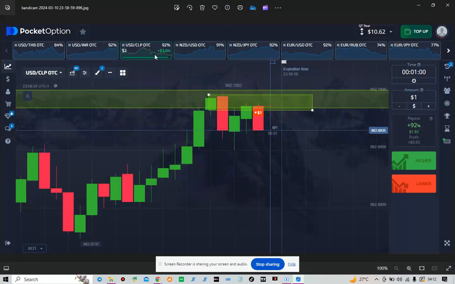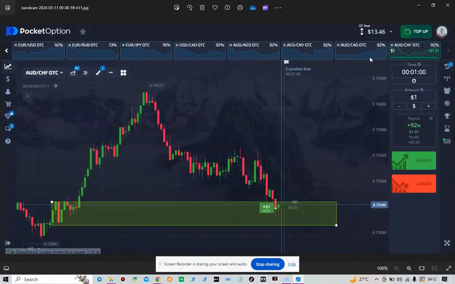Actually, I took two entry. Okay, two entry. Still on $1 with 1 minute trading account. Okay, let's see what happened next. Now my balance is now $13.